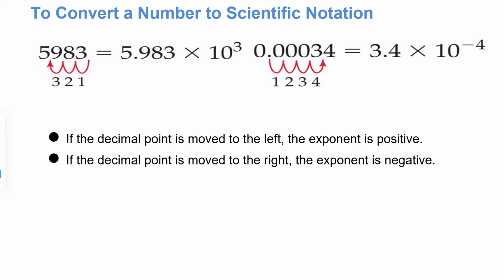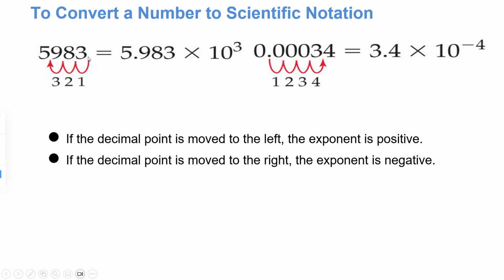So if we start with the number 5983, so this is 5,983. If we want to convert this to scientific notation, we want to move the decimal so that there is only one place to the left of the decimal. Now this number doesn't have a decimal in it, so whenever a decimal isn't written, it's assumed to be at the end of the number.